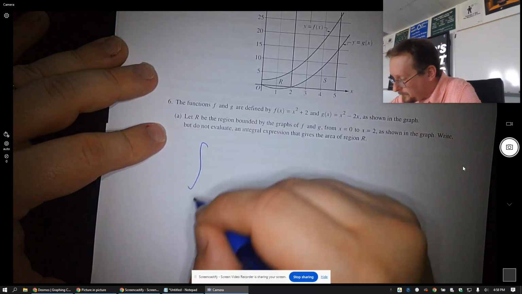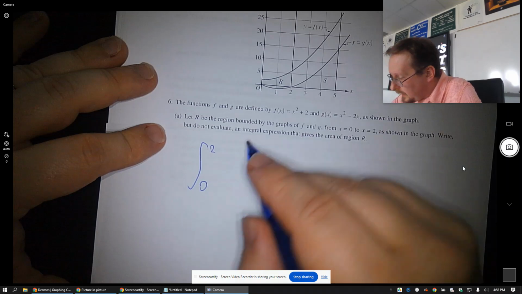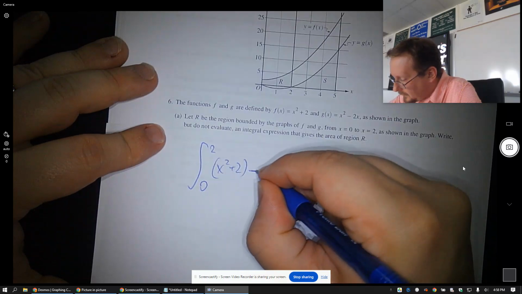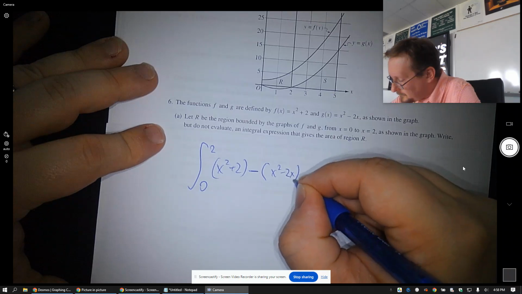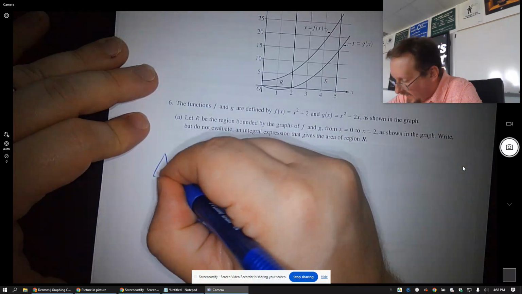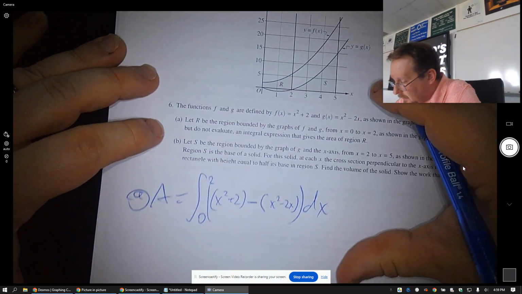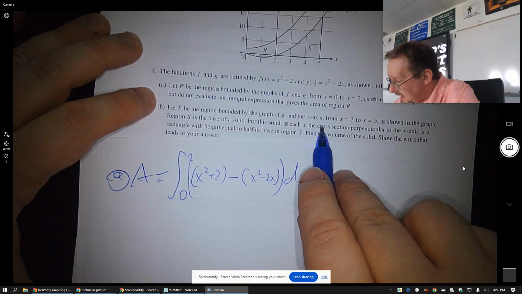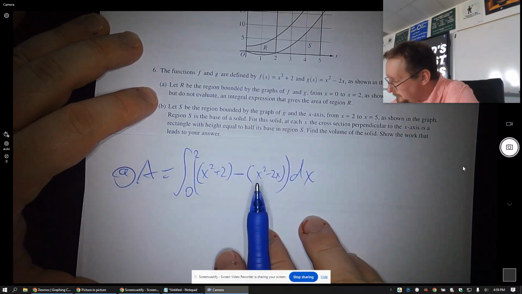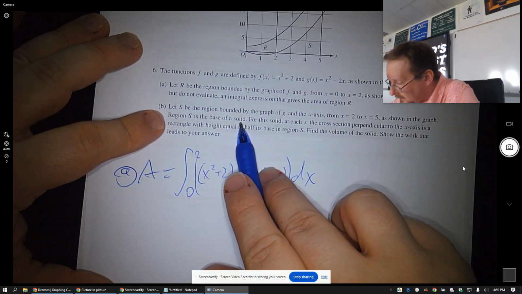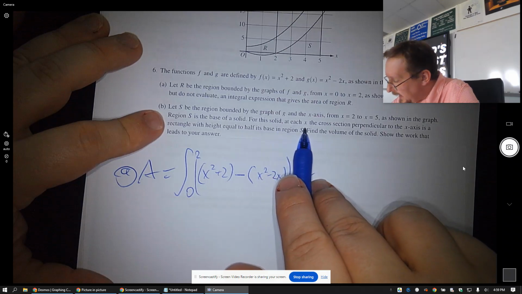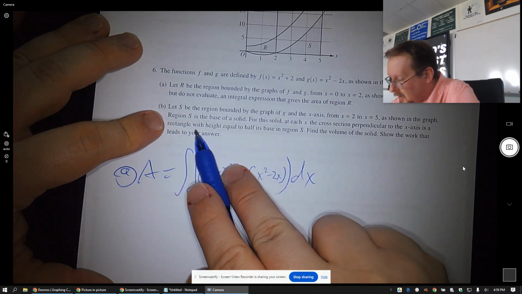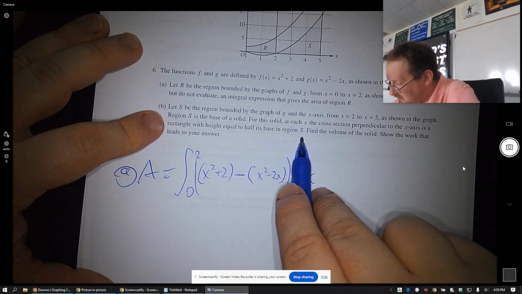So that'd be the integral from 0 to 2 of f of x is on top, and then g of x is on the bottom, dx. That's the area. I'm not evaluating it. Let S be the region bounded by the graph of g and the x-axis from 2 to 5. Region S is the base of a solid. The solid at each x, the cross-section perpendicular to the x-axis is a rectangle with a height equal to half its base in region S.